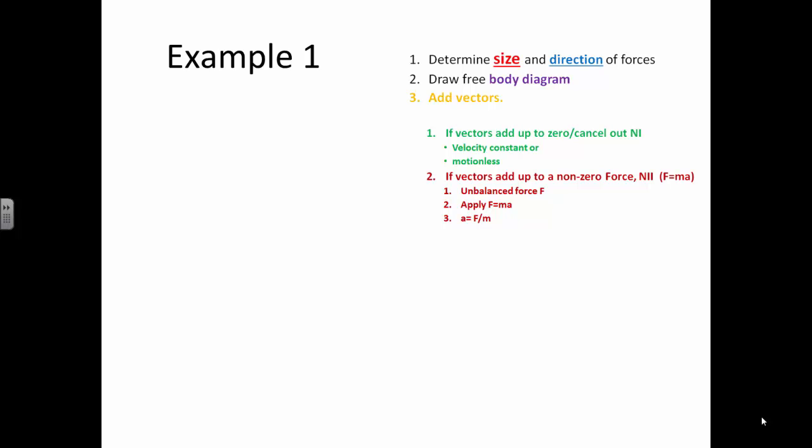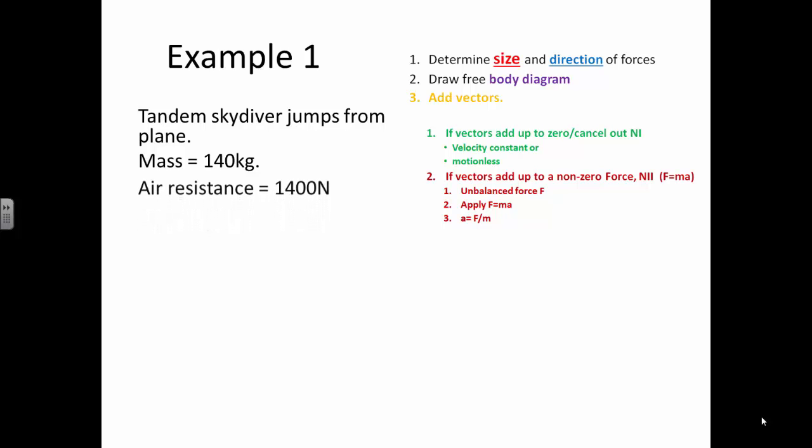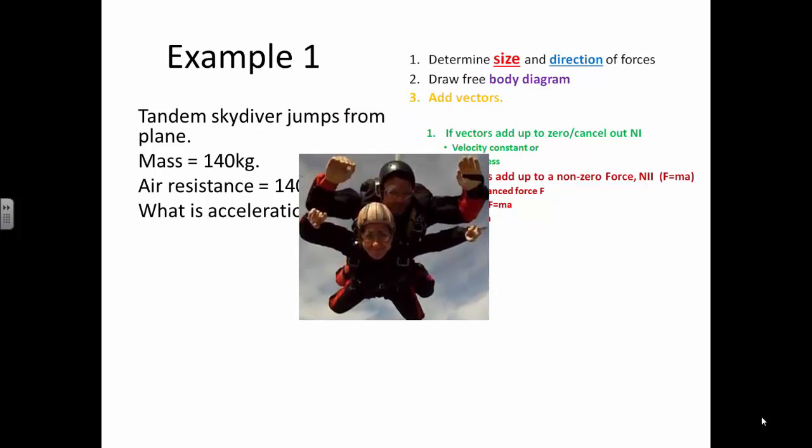Right, let's have a look at the first example. In the top right hand corner we have a reminder of what we need to do. We have a tandem skydiver who's jumping from a plane. The combined mass of the two jumpers is 140 kilograms. The air resistance, we are told, is 1400 newtons. And you need to find the acceleration. There they go.